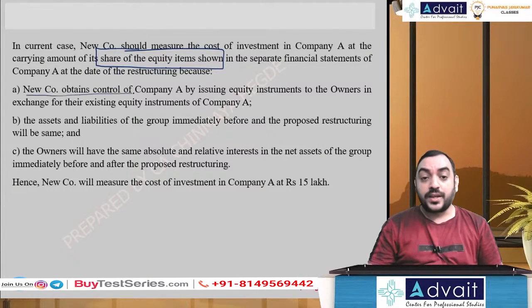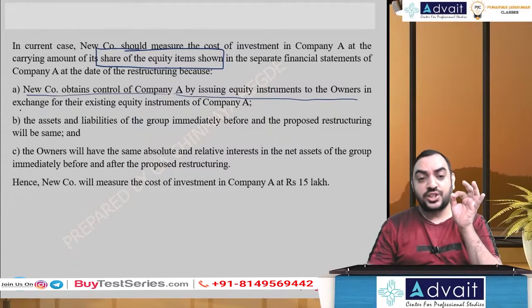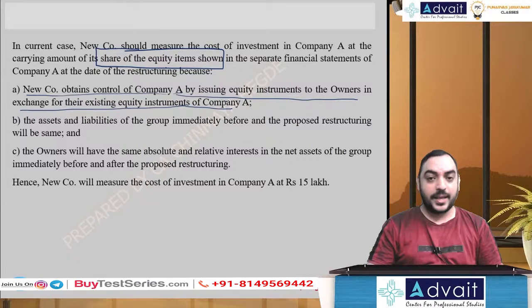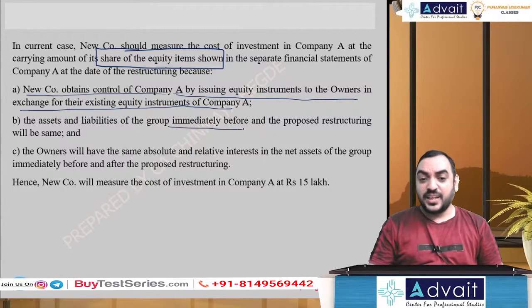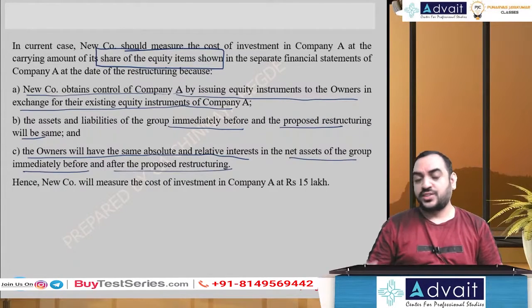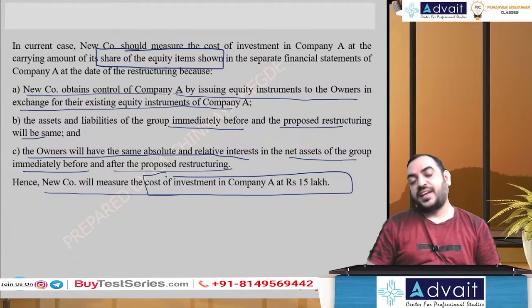Because the new company obtains the control of company A by issuing equity instruments to the owners in exchange of their existing equity instruments of company A. So the new company has issued the shares. The settlement of purchase consideration is by issuing equity instruments. Assets and liabilities of the group immediately before the proposed restructuring will be the same. Owners will have the same absolute and relative interest in the net assets of the group immediately before and after the proposed restructuring. Hence, the new company will measure the cost of investments in company A at 15 lakhs.